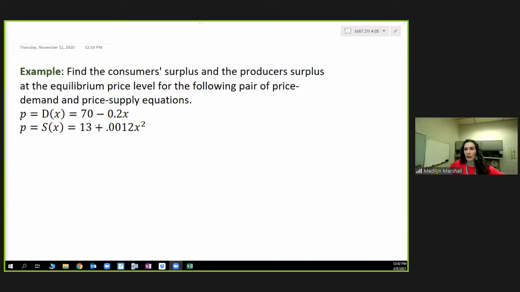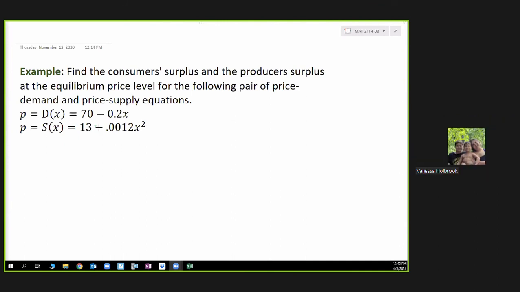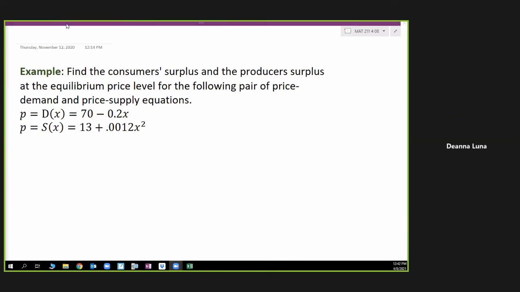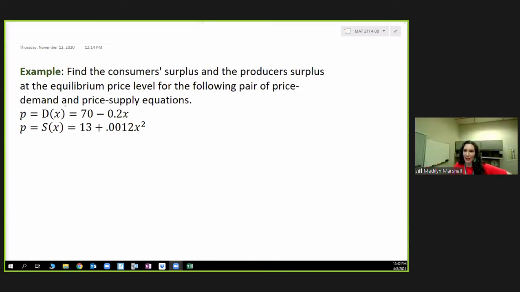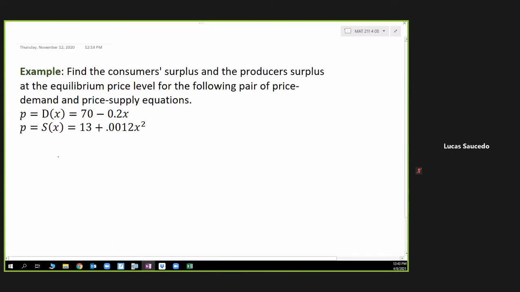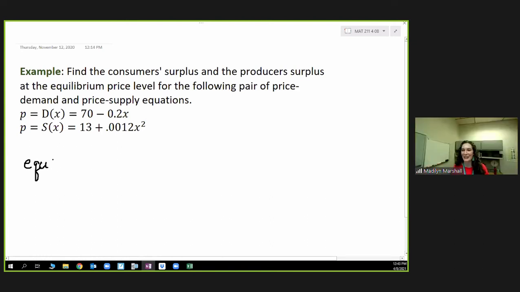So we are not looking at consumer. Difference between them? No. It is when two things are the same, but not the surpluses. It's when the supply and demand are the same. Supply and demand are the same, exactly. So our equilibrium would be when these two functions are the same. So equilibrium.